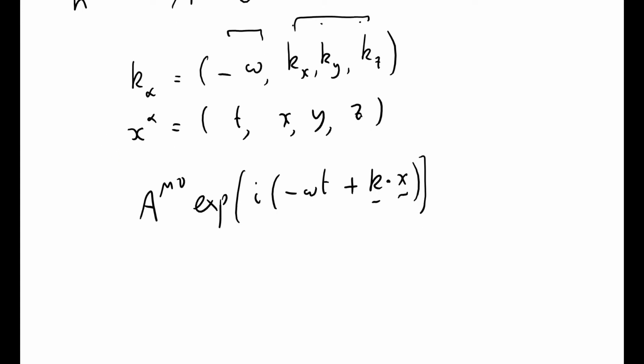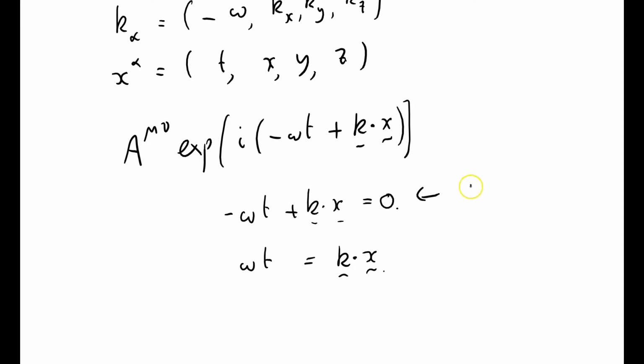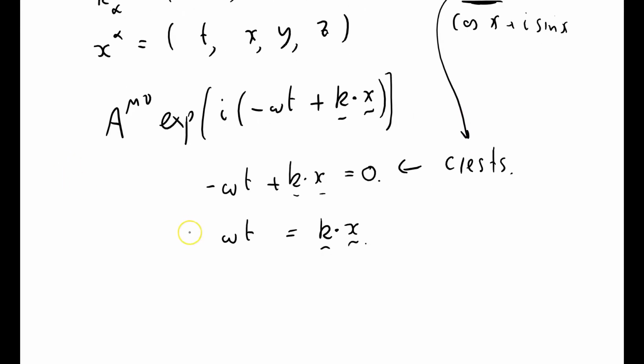So this tells us straight away that if minus omega t plus k dot x equals 0, let's just say, that's for the 0 component, then that tells us that omega t equals k dot x. And so, are these crests? Yeah, I guess they're crests, because we're considering cos x plus I sine x. So where cos x is 0, that's a crest. So it tells us that the crests of the wave obey this rule here, and of course the crests of the wave are perpendicular to k, which is quite nice.